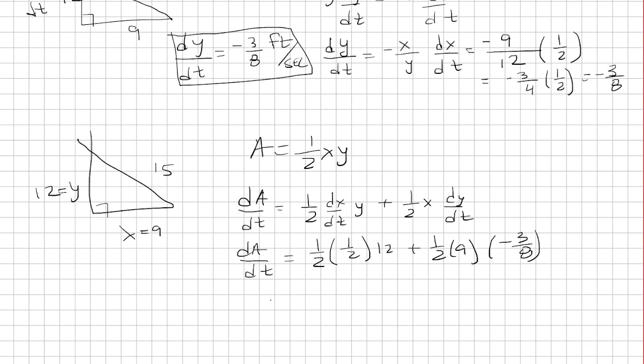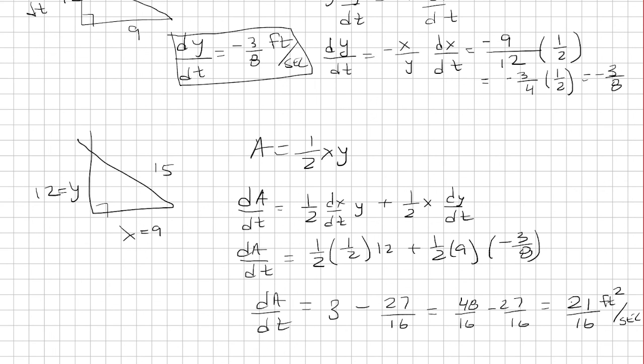And so now at this point I just simplify. So 1/2 times 1/2 times 12, that's basically 12/4, which is 3. And then we have 9 times 3 is 27. 2 times 8 is 16. So think of this as 48 over 16 minus 27 over 16. That's going to be 21 over 16, and that's going to be feet squared, because it's area, over seconds. And that's my answer.